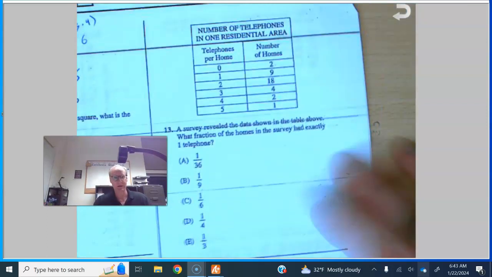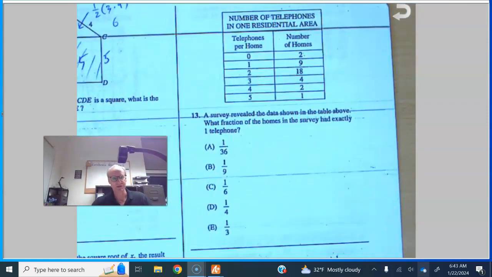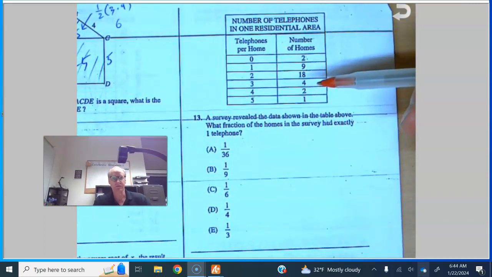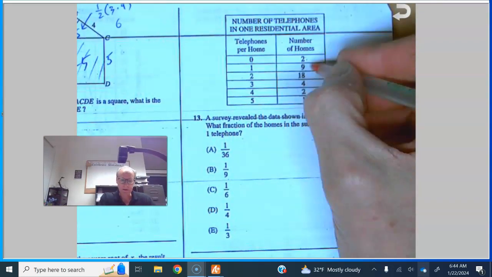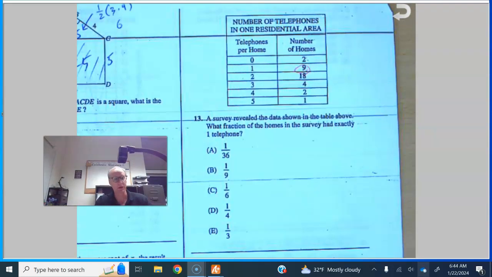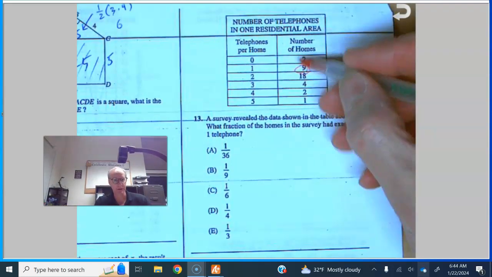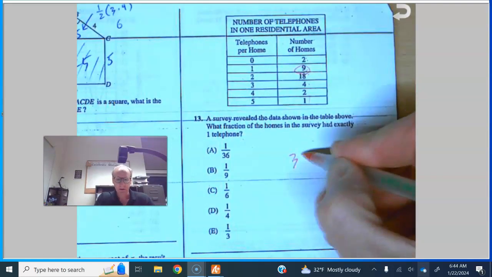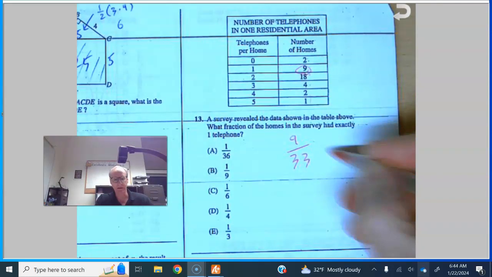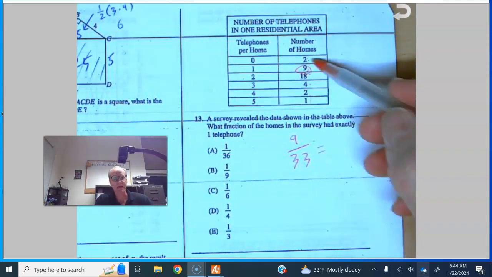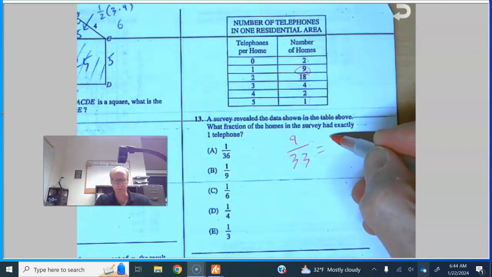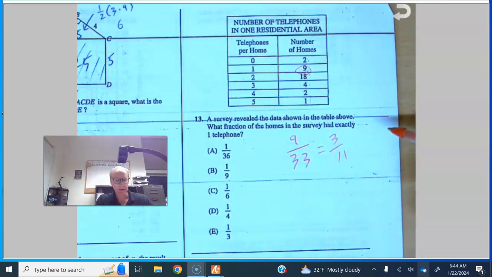Now I'm a little behind in time already because you've got to go a minute each, so we've got to really move along. The survey reveals the data above. What fraction of the homes in the survey had exactly 1 phone? 9 out of the total number. So you're going to have to add up the numbers here, which is going to be 11, 26, 33. And we have 9 out of 33 homes with exactly 1 phone, and we're going to divide by 3. That's going to be 3 out of 11, and I'm not seeing it.